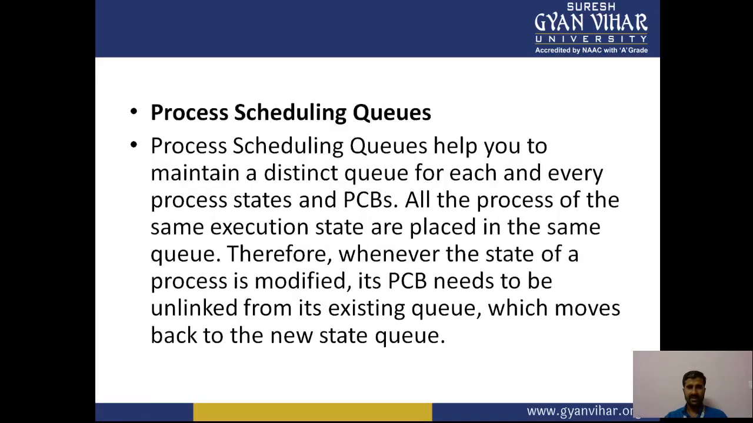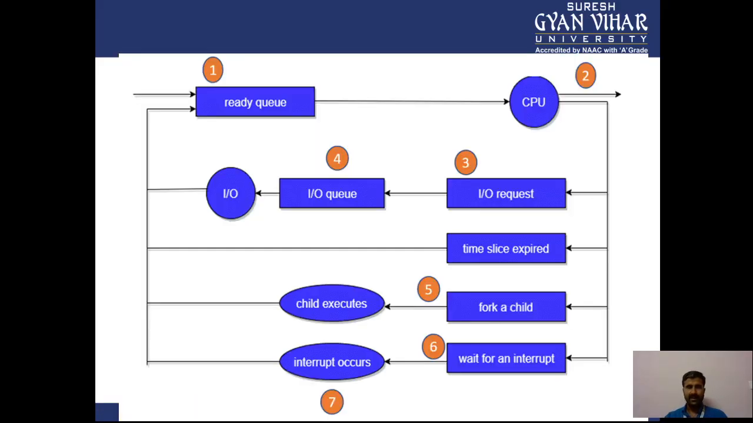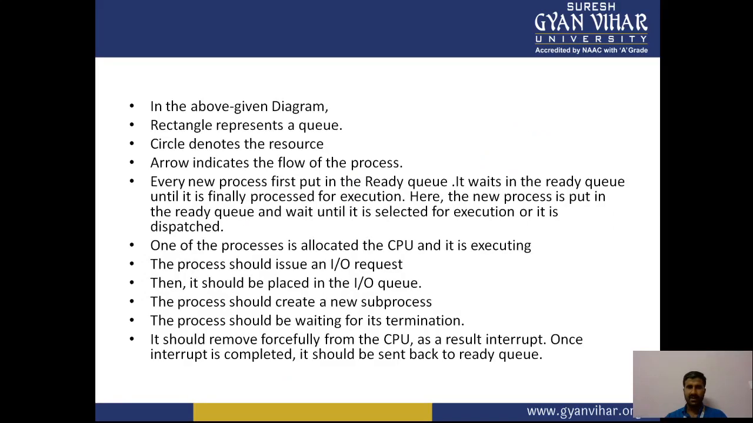Now you see in this diagram: the first point is the ready queue, then CPU, then the I/O request, the I/O queue, and time slice expired. The fifth is fork a child, the child executes, and waits for the interrupt, and the seventh is the interrupt occurs. In the above diagram, rectangles represent the queues and circles denote the resources. Arrows indicate the flow of the process.